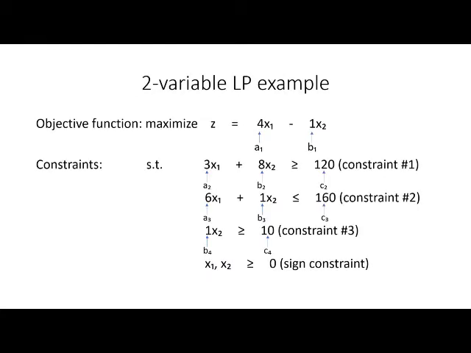Consider a rather simple two-variable LP here. The objective is to maximize z, which is equal to 4x1 minus x2. Constraint 1: 3x1 plus 8x2 no less than 120. Constraint 2: 6x1 plus x2 no more than 160. Constraint 3: x2 no less than 10. Both x1 and x2 are positive. Parameters are coded as shown.